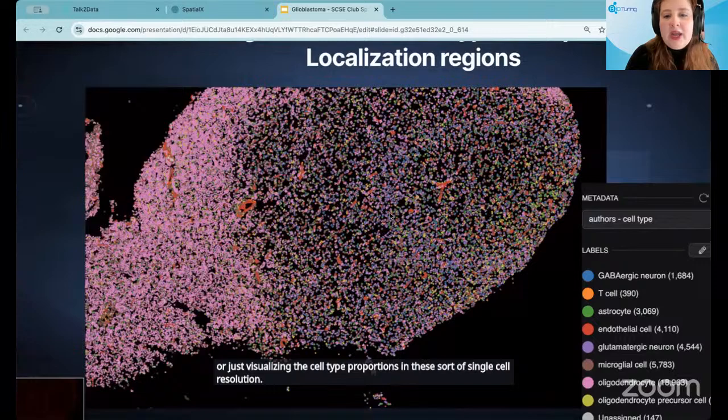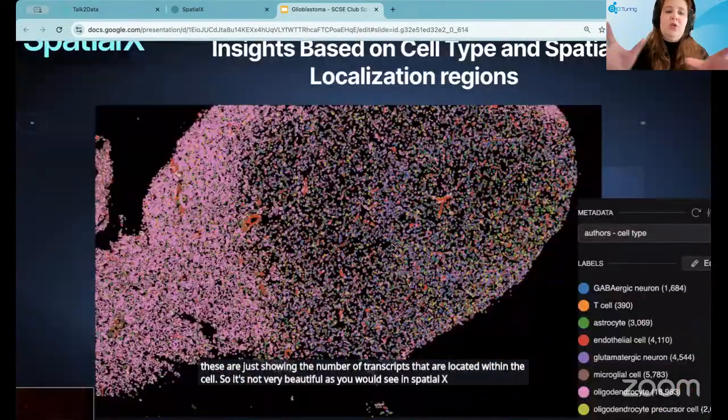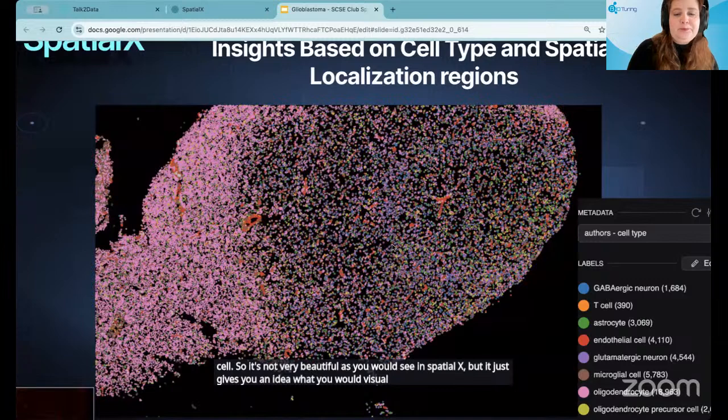And this is quite hard to see just from here, but these individual transcripts are just showing the number of transcripts that are located within the cell. So it's not very beautiful as you would see in SpatialX, but it just gives you an idea of what you would visualize from the data.